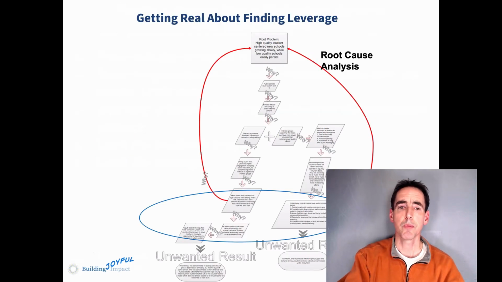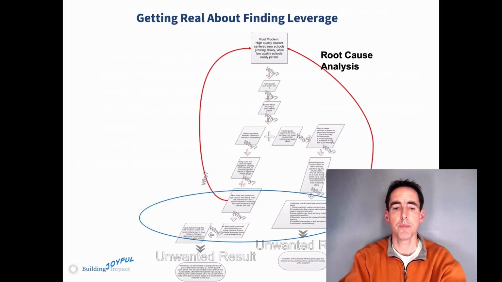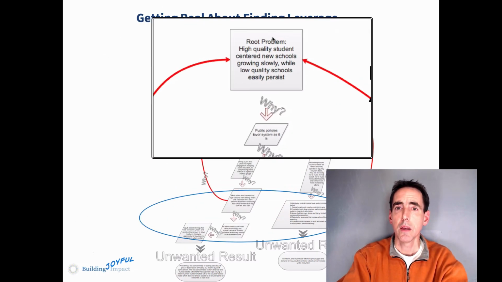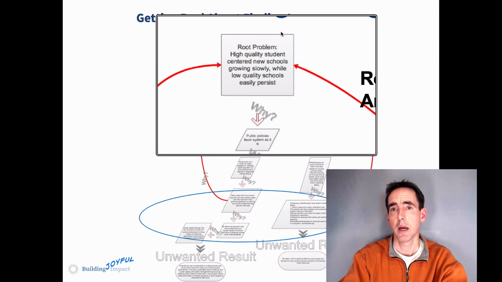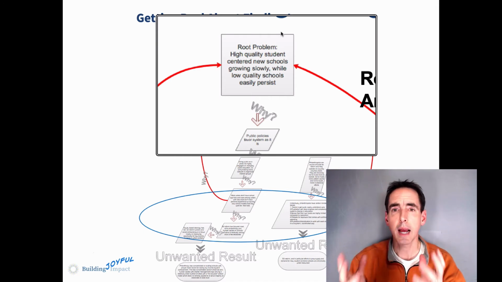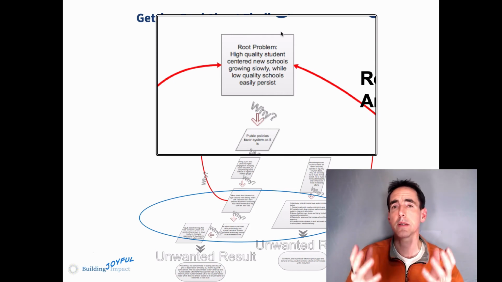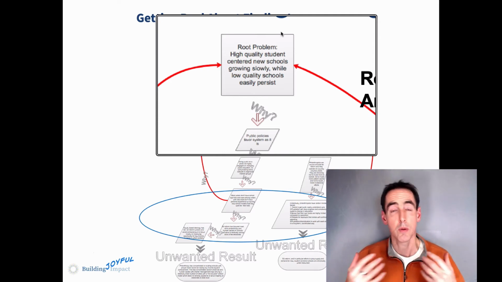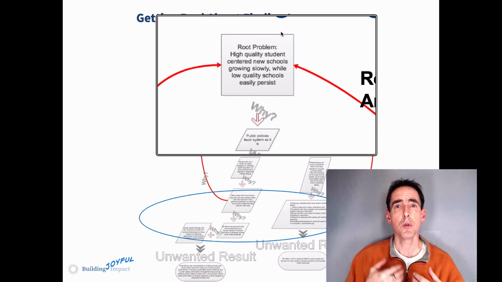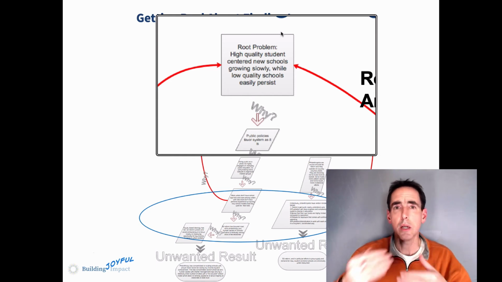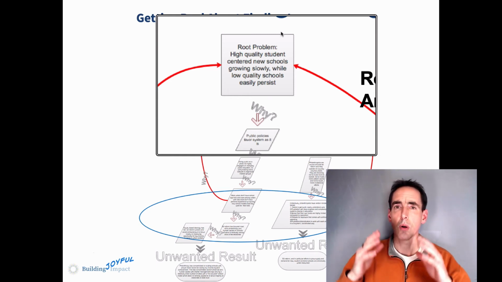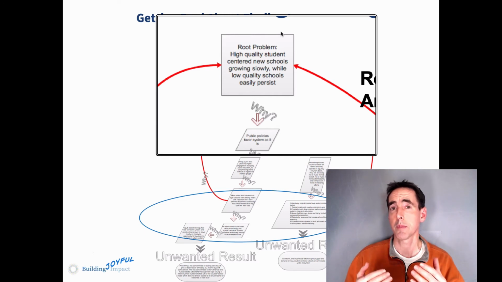So, for example, what you see in this chart is that you want to start with a root problem, which is a plain English sentence. In this case, high-quality student-centered new schools are growing slowly, while low-quality schools easily persist. This is an example we produced when we were working in a particular state with a group of folks, and we were trying to understand why it is that new innovative schools are struggling to grow while there are so many schools that really aren't serving students very well, but they just keep going year after year after year.